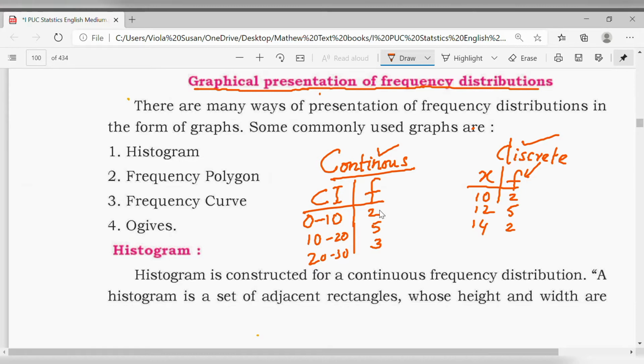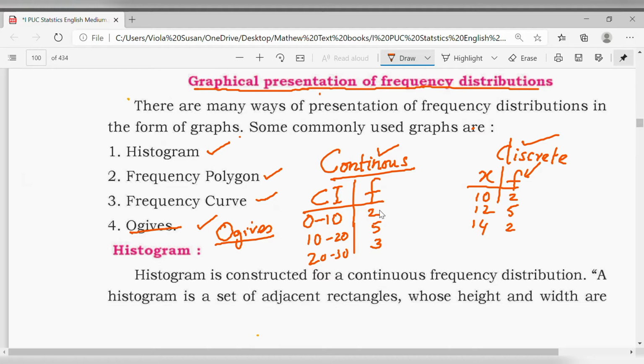There are many ways of presentation of frequency distributions in the form of graphs. Some commonly used graphs are: number one, histogram; number two, frequency polygon; number three, frequency curve; number four, ogives. Ogives are pronounced as 'ojives'. Ogives are cumulative frequency curves. I'll be dealing with all these one by one, students.